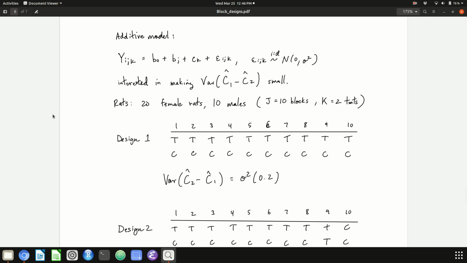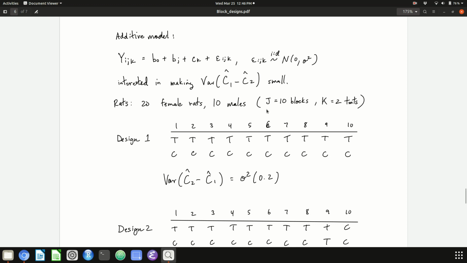So let's put this in the context of our rat experiment. We have 20 female rats and 10 males. We're going to block the female rats into groups of 2. And we're going to have the same male rat for each group of 2 females. So each of the letters here corresponds to a female rat. The number at the top corresponds to which male rat will impregnate the female rat. And then the specific letter that gets used is the treatment that you're going to apply. So T is for the treatment, C is for control.